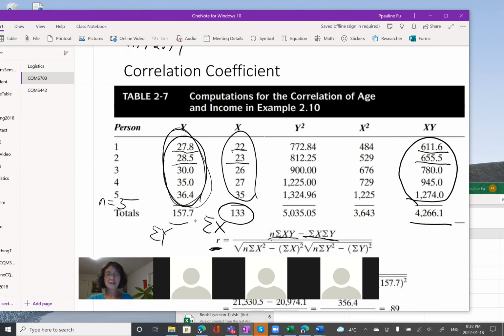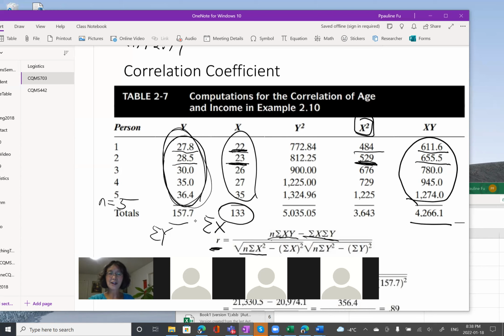Okay, so I explained the items on the top. Next, I will explain the items on the bottom. So let's go over this item. This item says sample size n times sigma x squared. So let me explain what x squared is. X squared is here. When x equals 22, x squared equals 22 times 22, which is 484. When x is 23, x squared is 23 times 23. The result is 529. Keep on going, okay?